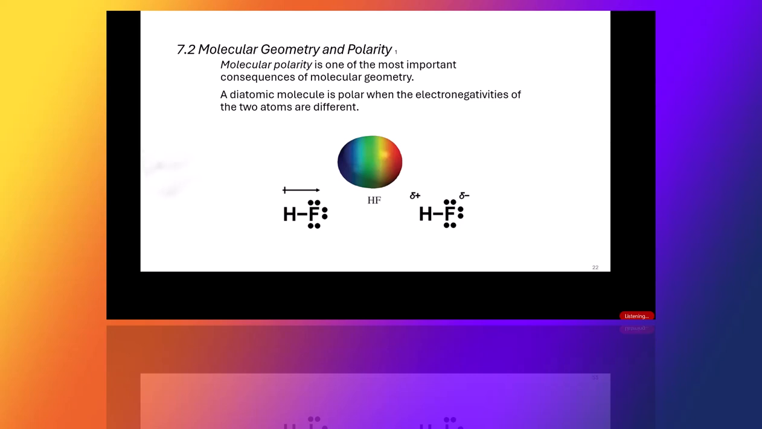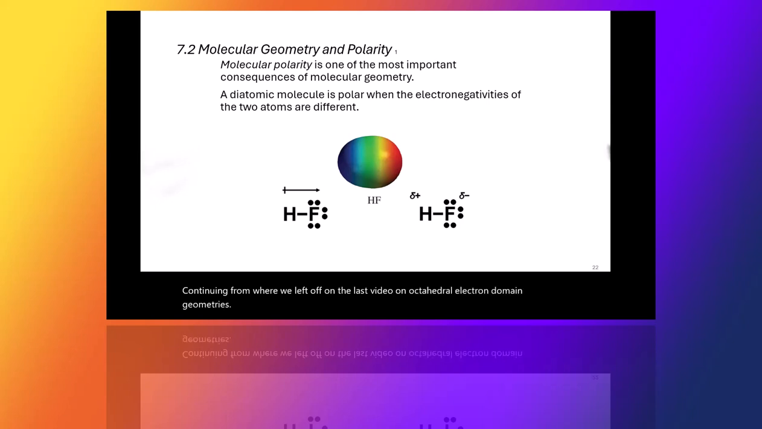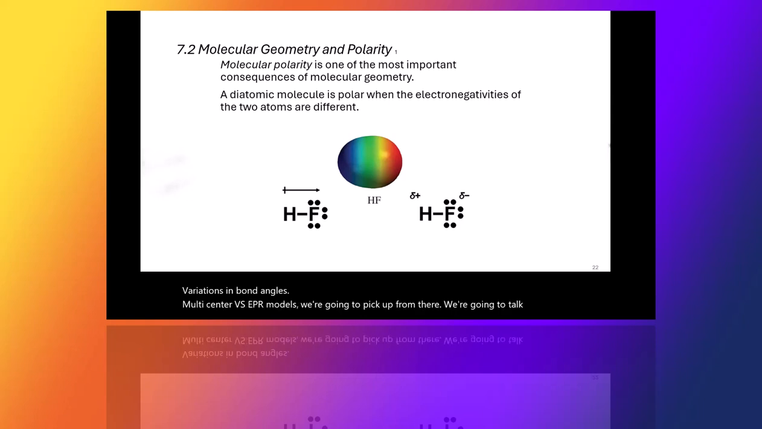All right, class, continuing from where we left off on the last video on octahedral electron domain geometries, variations in bond angles, and multi-centered VSEPR models. We're going to pick up from there. We're going to talk about molecular polarity.